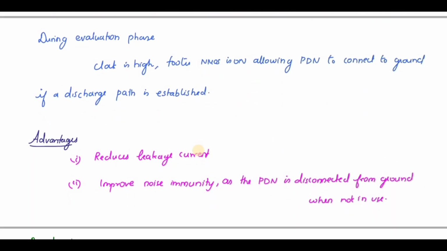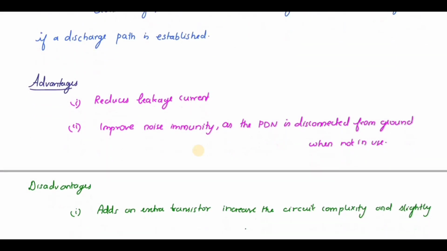So, what happens during the evaluation phase? During the evaluation phase, the clock value is high, so the footer is on, allowing the PDN, that is the pull down network, to connect to ground if a discharge path is established. That is, if the A value is 1. What are the advantages of this footed dynamic CMOS? It reduces the leakage current and improves the noise immunity, as the PDN is disconnected from the ground when it is not in use.